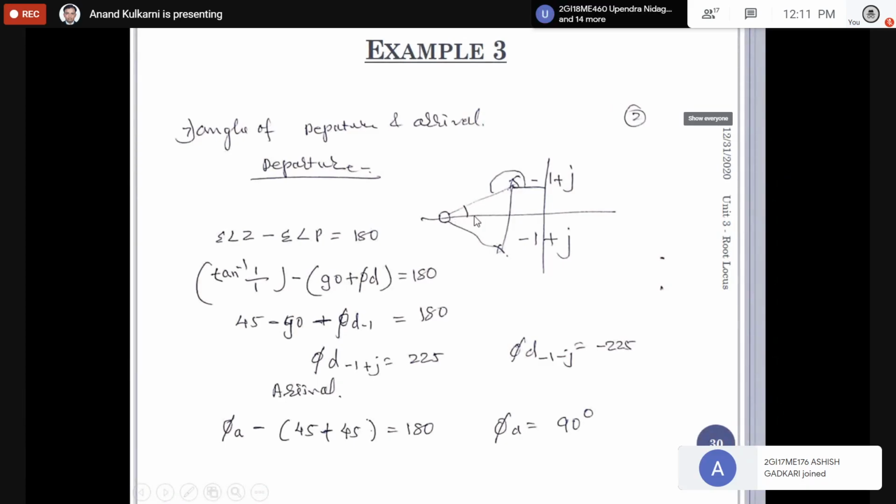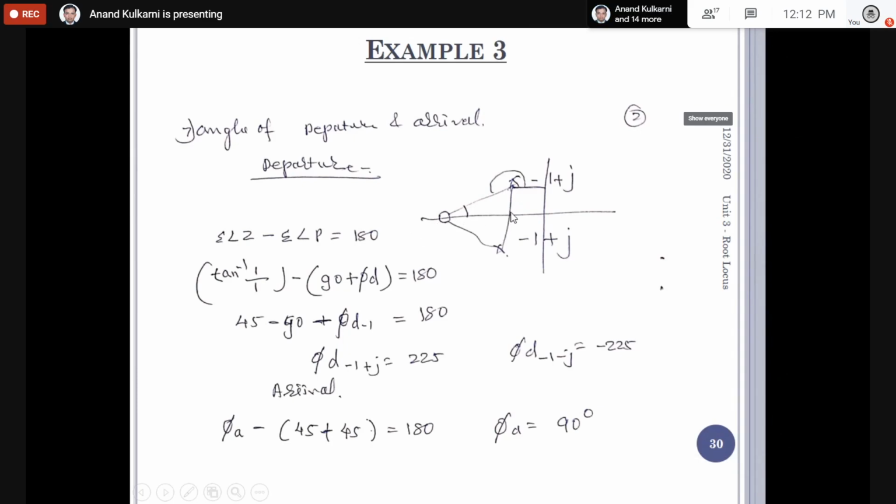How to find this? It is tan inverse of imaginary part divided by real part. Imaginary part is this one, the vertical distance. The coordinate of this pole is -1 plus j, that means plus 1j is there, so this distance is 1. The x distance is -1 and this is -2, so the distance between this and this is 1. So tan inverse of 1 upon 1, this is the angle of 45.